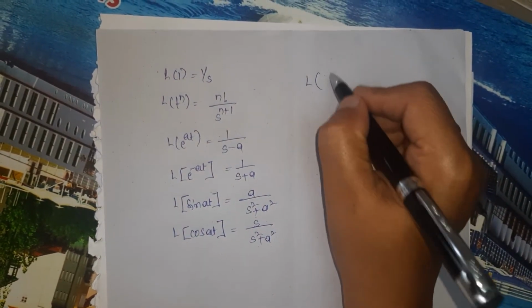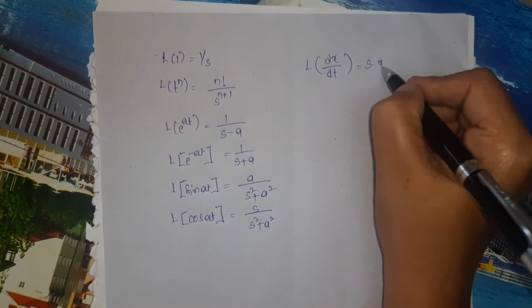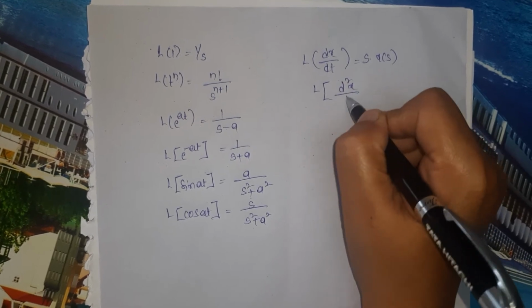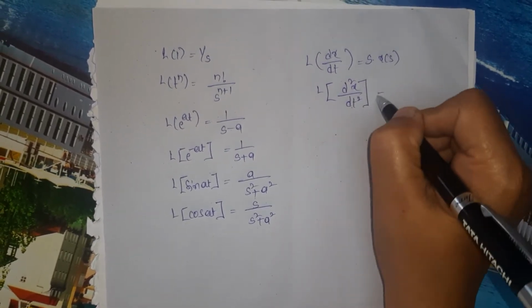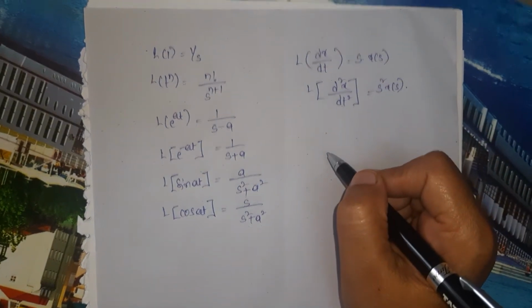Laplace transform of dx by dt is s into X of s. Laplace transform of d square x by dt square is s square into X of s.